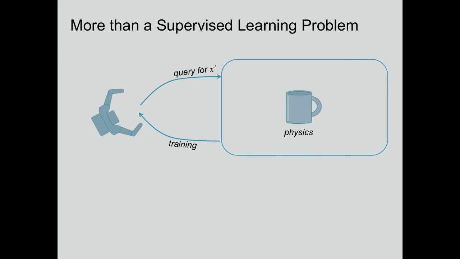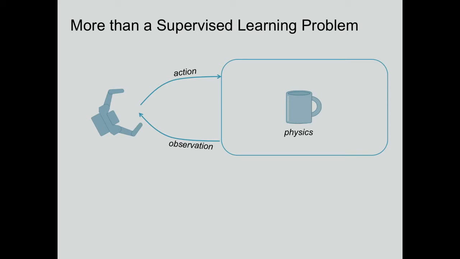Oftentimes robotics problems look like this, where the robot is using these predictions to act upon a real world governed by physics, right? The robot is taking actions in the world in order to achieve a task. The world changes, and the robot gets observations based on that. And this is no longer what is called a supervised learning problem, because now your actions affect the kind of training data that you're going to see next.